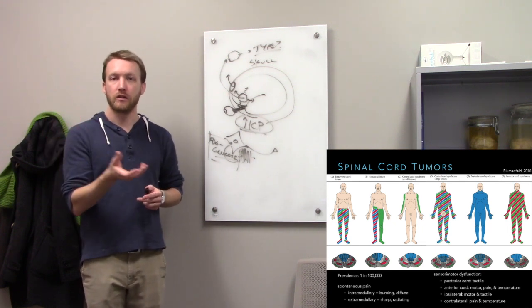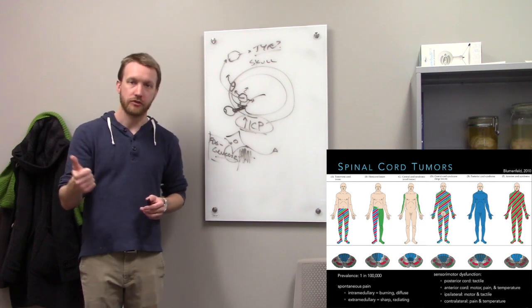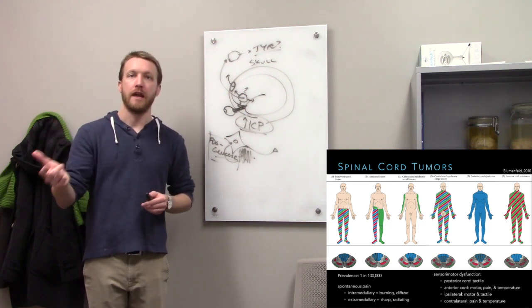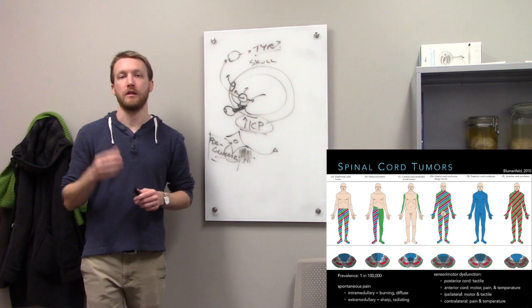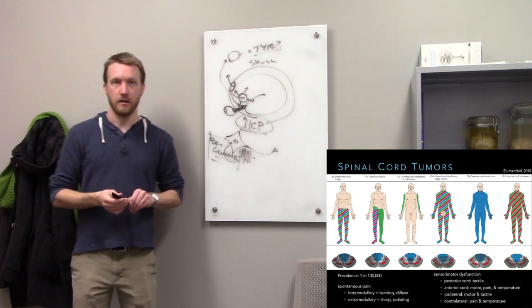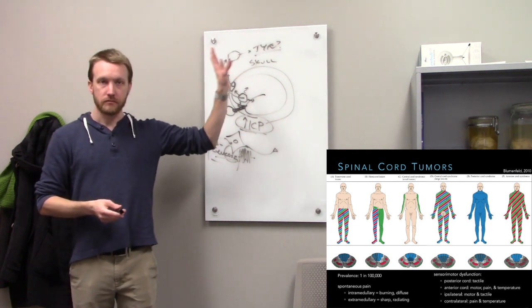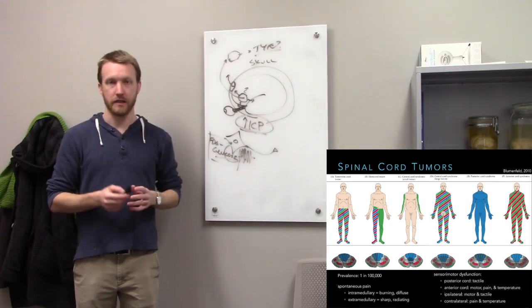Tumors that target the front of the cord are going to tend to affect your corticospinal tract and spinothalamic tract, and those that hit the posterior part of the cord are going to hit the posterior columns. So have a look through these different patterns here, and they should all make sense to you.